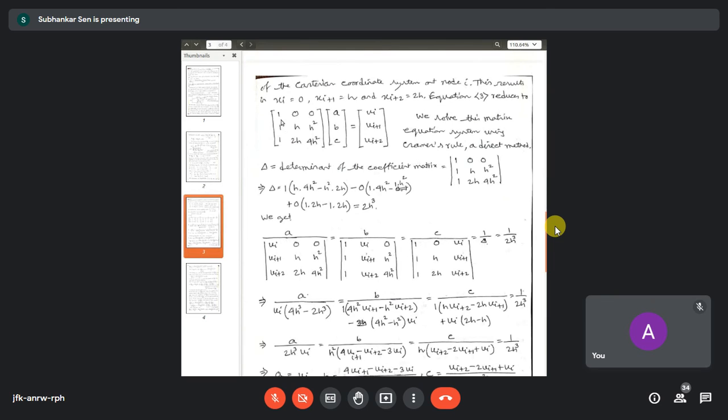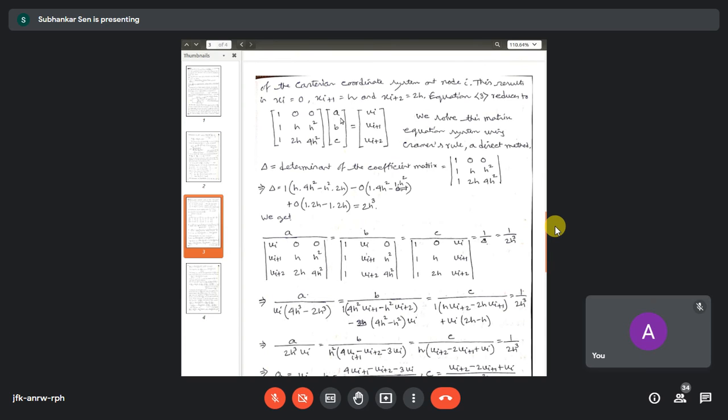So the first step in Cramer's rule is that we evaluate the determinant of this matrix. So this determinant we are finding here. Okay. And after simplification, we find that this is coming as 2HQ. So delta, the determinant of this particular coefficient matrix, is coming as 2HQ. So this is the final step of Cramer's rule, that the first unknown is A, the second one is B, and the third one is C.